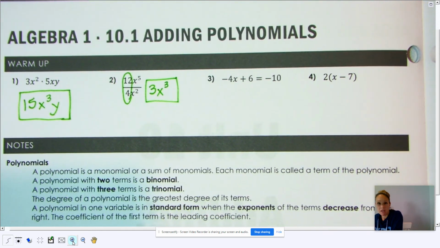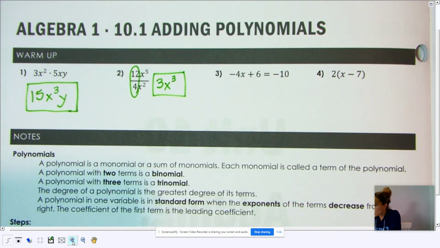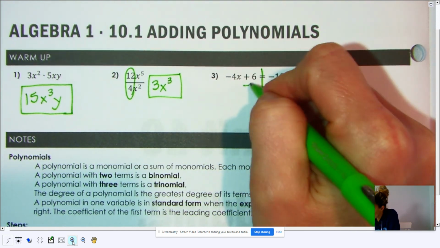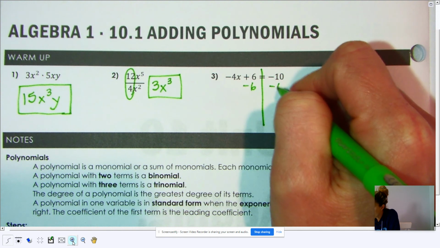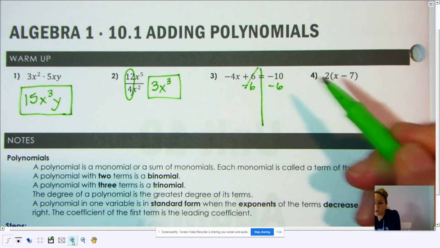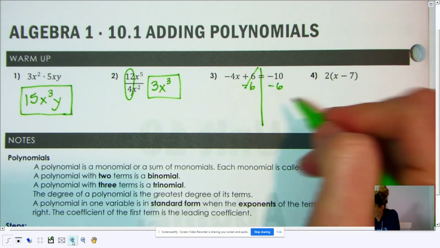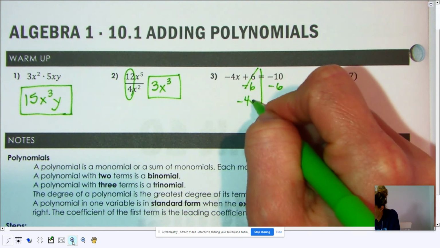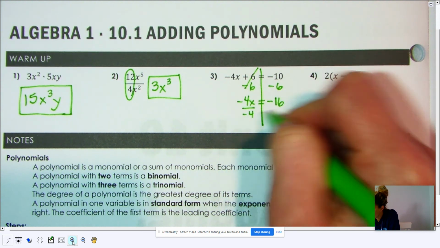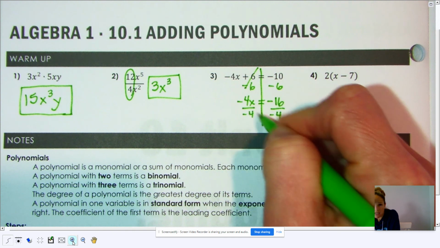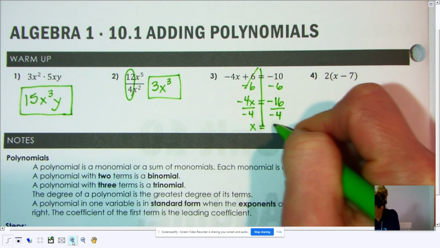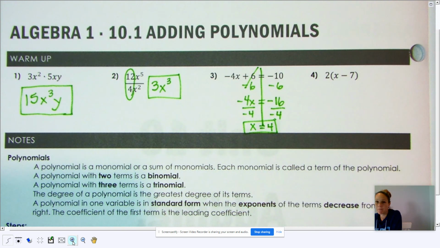Question number 3, if we are solving a two-step equation, just some review here from Unit 1, we would start by getting rid of anything that's being added or subtracted on the side where the letter is. So the opposite of plus 6 is subtract 6. That's the inverse operation to cancel it out. So we have negative 4x, and then we have negative 16. We're going to divide by negative 4 on both sides because that's the inverse operation of multiply by negative 4. So we get x by itself now is equal to a positive 4.